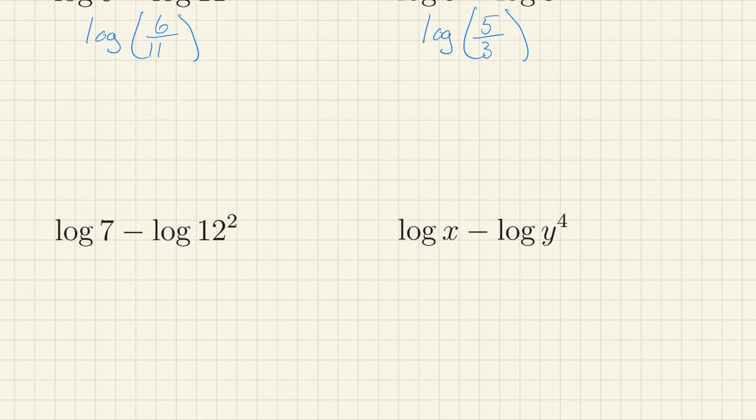And then we have the log of 7 minus the log of 12 squared. So this becomes the log of 7 divided by 12 squared. And then here we have the log of x minus the log of y to the 4th power. So this becomes the log of x over y to the 4th power.